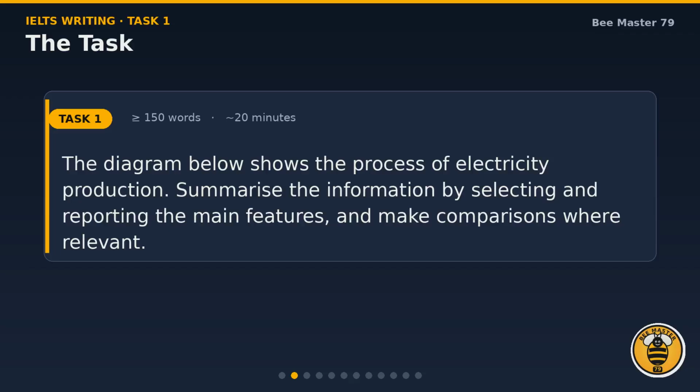Here is the task. The diagram shows the process of electricity production. We must summarize the information by selecting and reporting the main features and make comparisons where relevant.